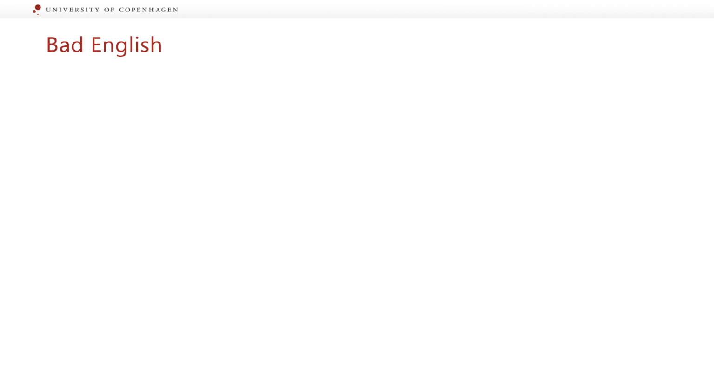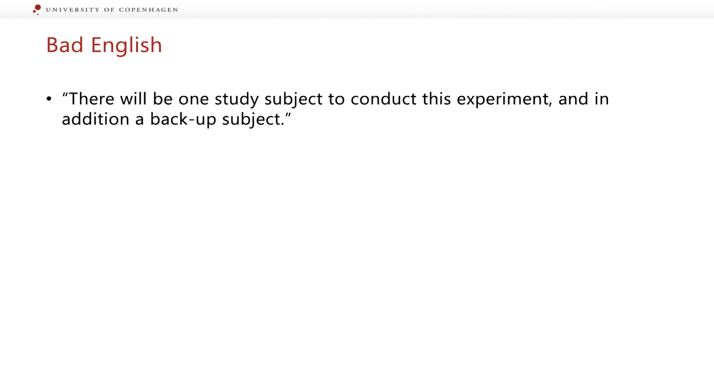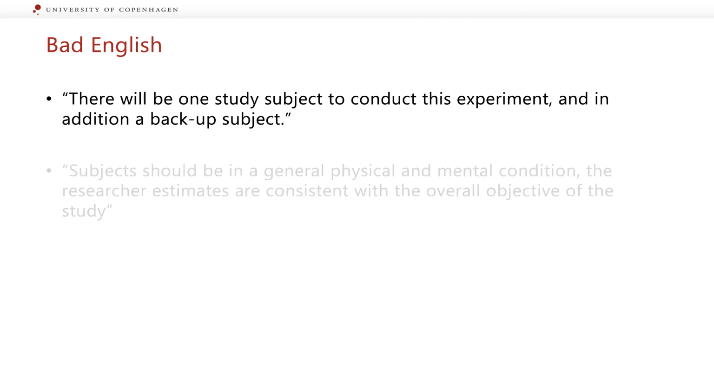And so, the final couple of slides with some examples of just plain bad English. The first example here: there will be one study subject to conduct the experiment and in addition a backup subject. Well, I surely hope that the study subject is not conducting anything. The study subject should be the study subject, and then there should be some researchers actually conducting the experiment. This is just probably a sloppy mistake.